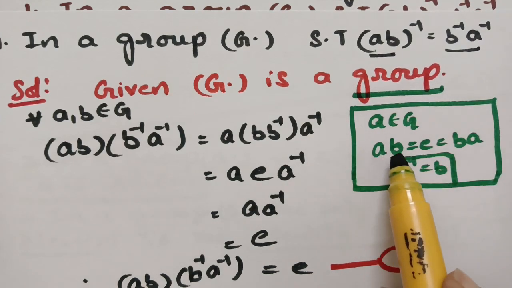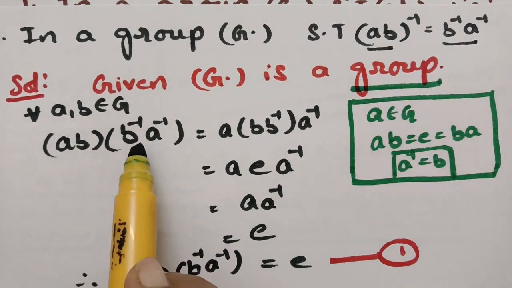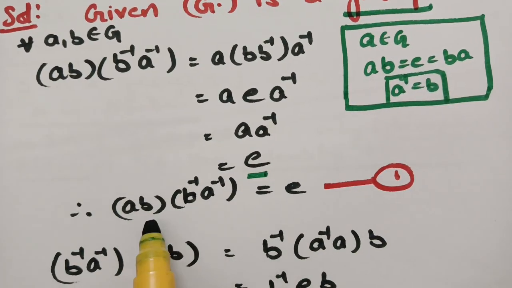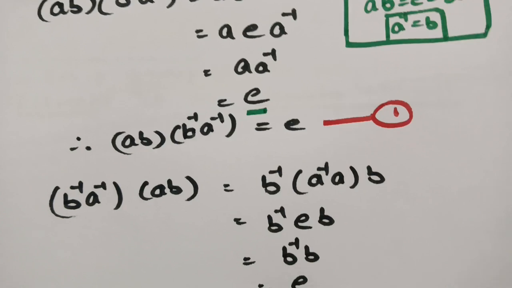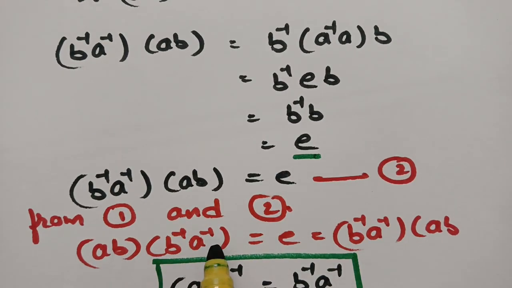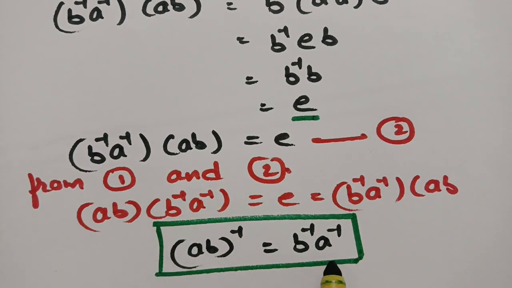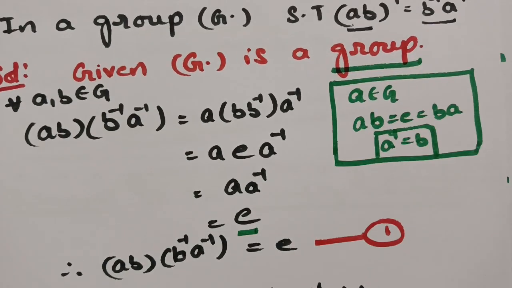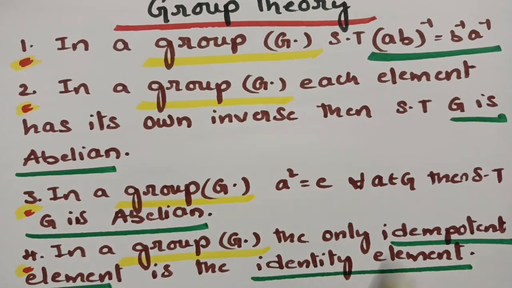So I have to multiply AB and check. If I multiply A into B, I get the identity element, and after multiplying B into A, I again get the identity element. Therefore from 1 and 2, A into B is equal to E is equal to B into A, and we say that A inverse is equal to B. So this is how we have to show. This is so simple.